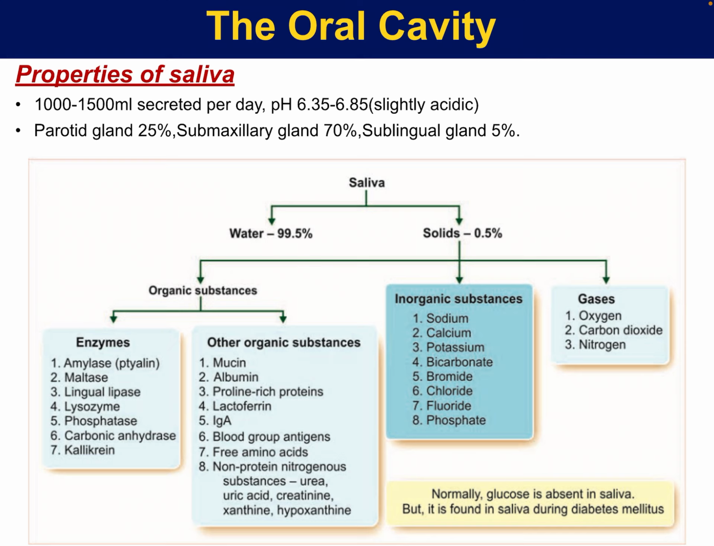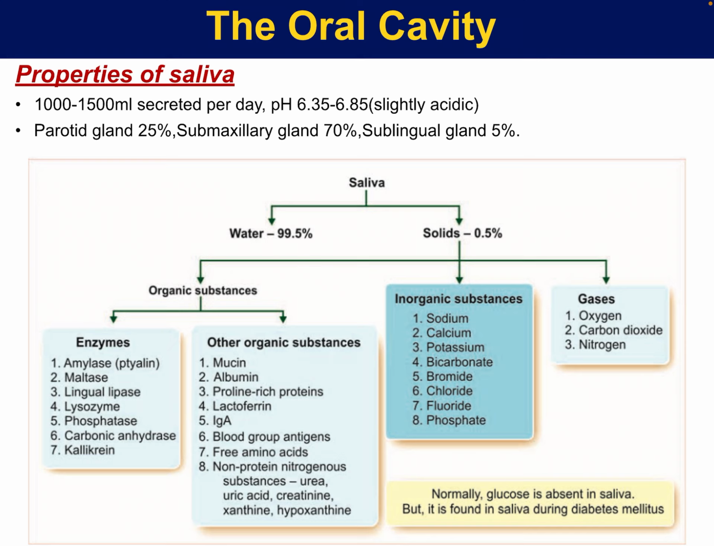Next, we are moving on to the composition of saliva. Saliva is composed of 99.5% water and 0.5% solids. Solids include both organic and inorganic substances. The organic substances include enzymes like amylase, otherwise called ptyalin, then maltase, lipase, lysozyme, phosphatase, carbonic anhydrase and kallikrein.